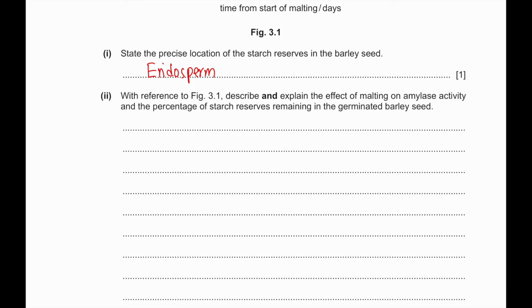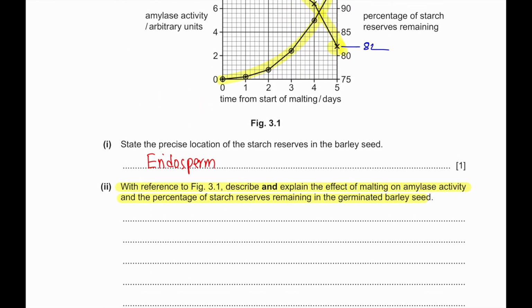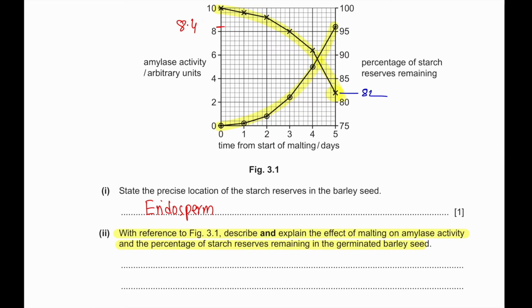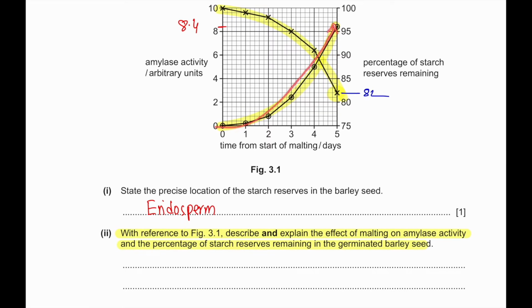Part 2. With reference to figure 3.1, describe and explain the effect of malting on amylase activity and the percentage of starch reserves remaining in the germinating barley seed. So we'll have to describe and then explain. So amylase activity increases from day 0 to day 5. We can see that from day 0 to day 5 it is increasing.